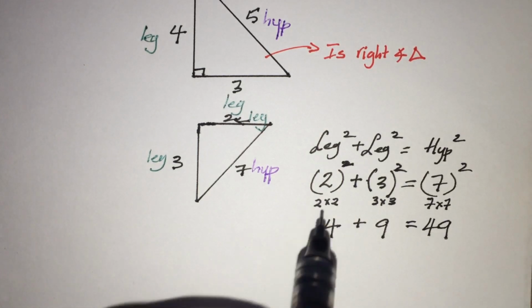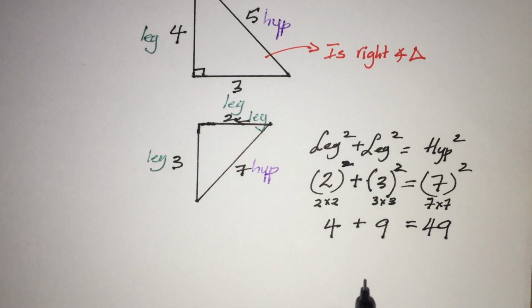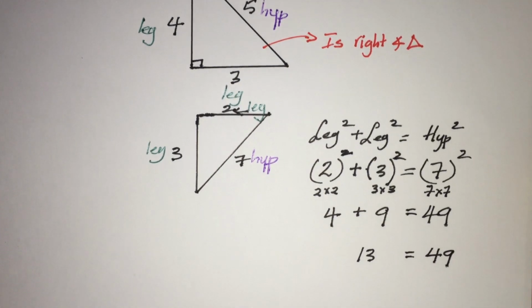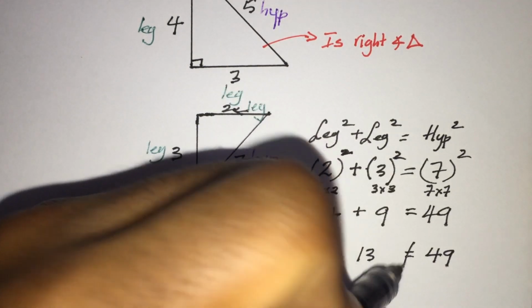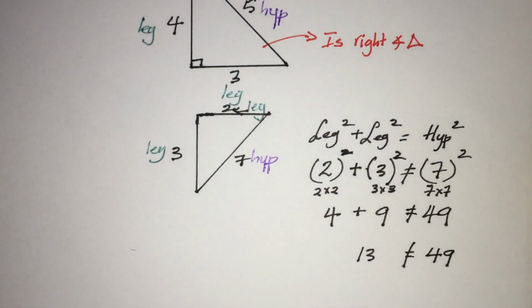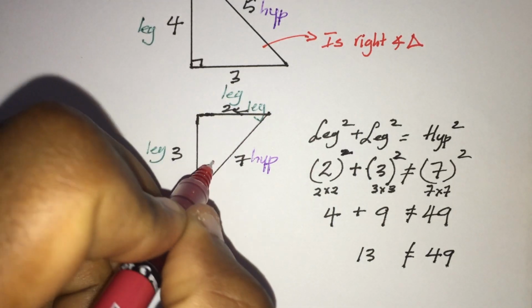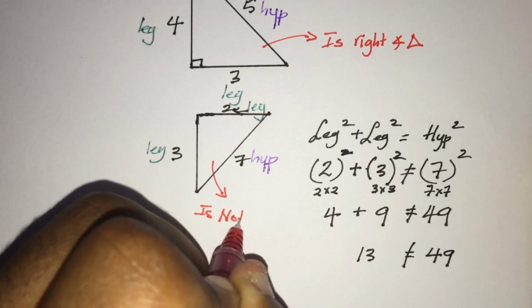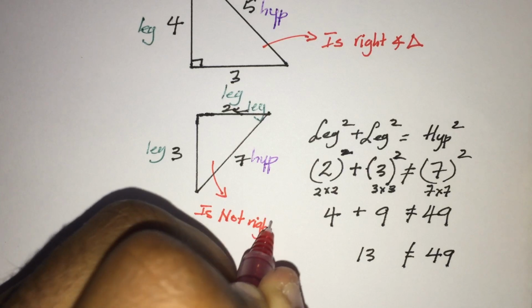49. Let's work this out. 4 plus 9 is 13. Is 13 the same as 49? Oh no. So they're not equal. Not equal. So because of that, this triangle is not a right angle triangle.